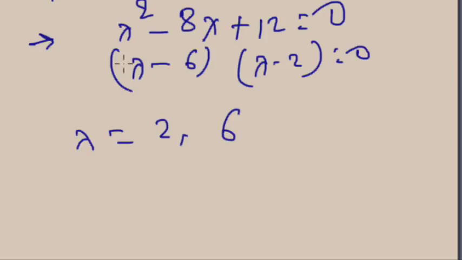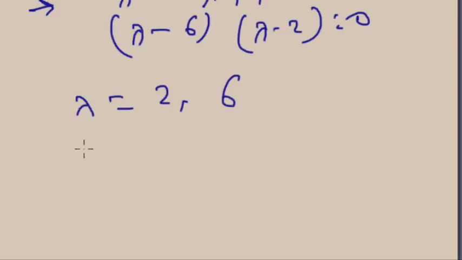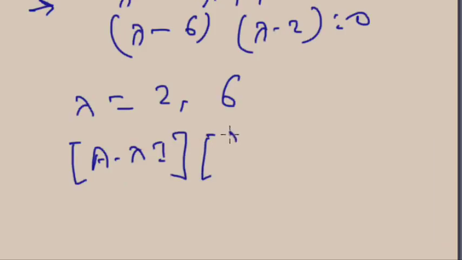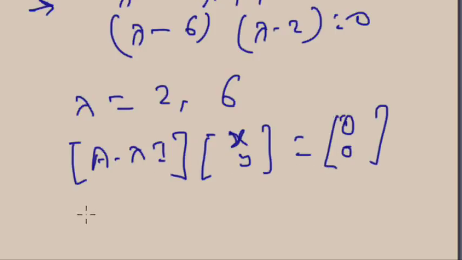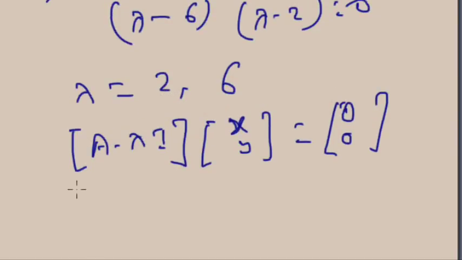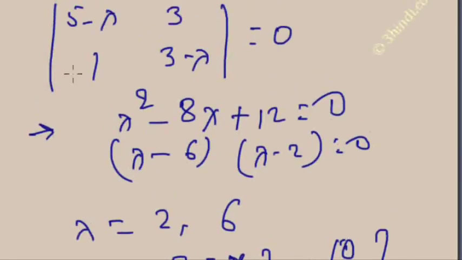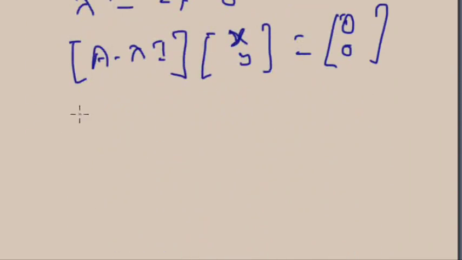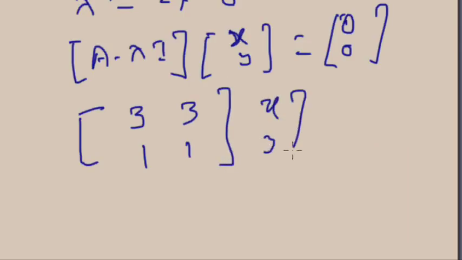So put the lambda. The characteristic equation for the eigenvectors is (A minus lambda I) into [x y] is equal to [0 0]. Putting lambda is equal to 2 here: 5 minus 2 is 3, 3 minus 2 is 1. So [3 3; 1 1] into [x y] is equal to [0 0].